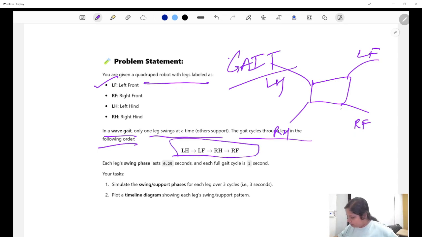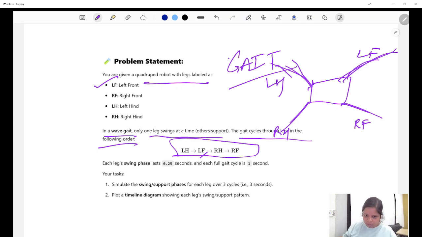First the left hind moves, then the left front. If the left hind is lifted at the first instant, in the second instant the left front will be lifted, whereas all the others will remain on the ground. In the third case, the right hind will be lifted, and the left front, left hind and right front will stay on the ground. In the fourth case, the right front will be lifted, and the others stay on the ground. Each leg swing phase lasts for 0.25 seconds, which is basically your duty cycle.